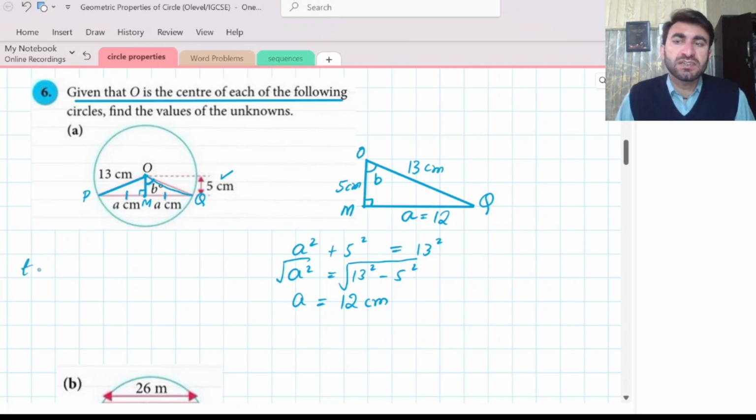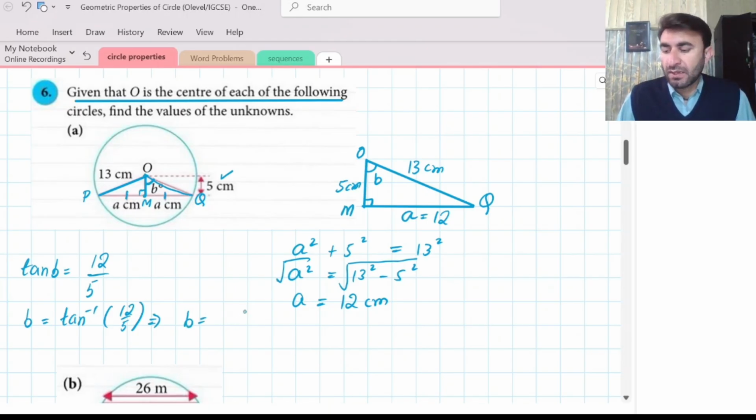It will become tangent B. You know, tangent of an angle is the ratio of the side opposite to that angle, which is 12, to the side adjacent to that angle, and that is 5. So angle B shall become tangent inverse of 12 upon 5, and with the help of a calculator we can figure out the value of B, which becomes 67.38. So that is the value of B over here.